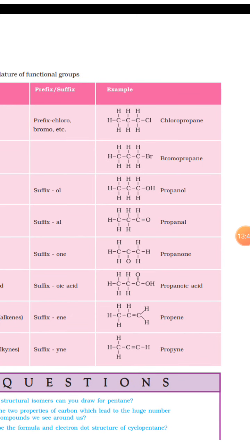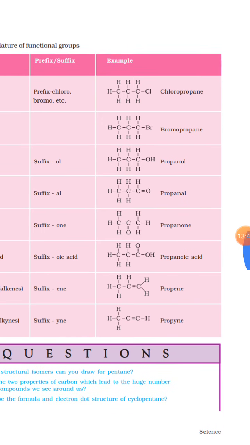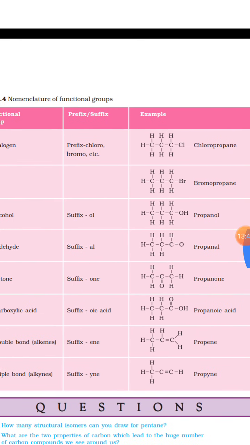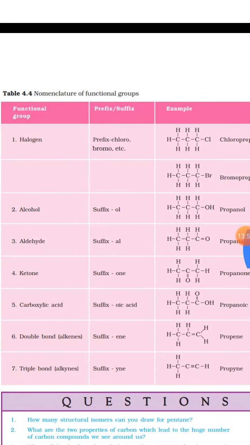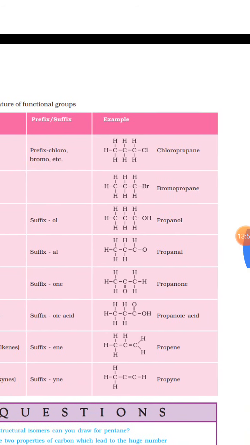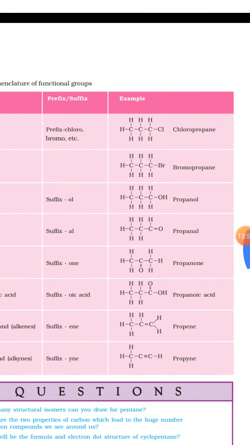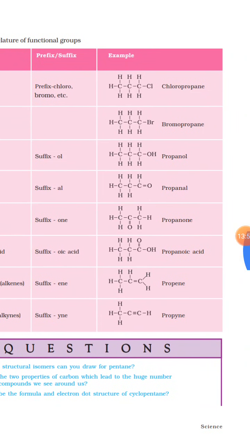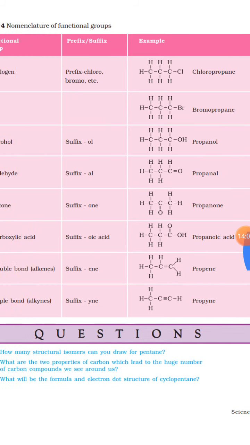Now, what is the name? Due to 3 carbons, its name is propane, but we are using a prefix here. The prefix chloro is used. Due to the presence of chlorine in this carbon chain, its name is chloropropane. Now, students, similarly, if bromine comes, the name is bromopropane.